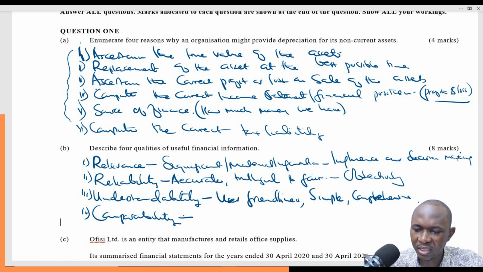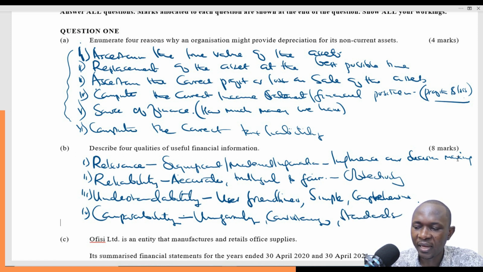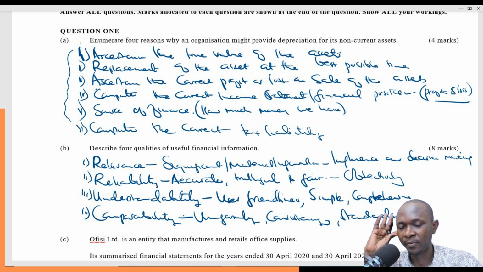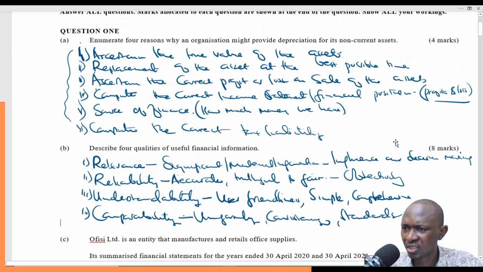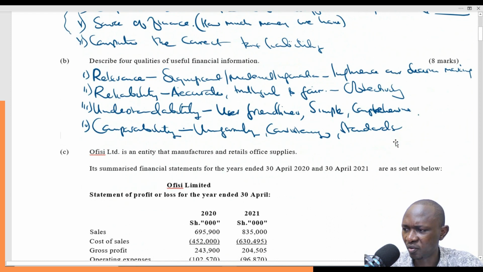Then comparability is about uniformity. It's about consistency. It's about adhering to the set standards, so that if we are all doing things that are related, things that can be compared, then we can always make meaning out of the information that we have. Otherwise, if everybody does his or her own thing, at the end of the day you cannot even make a decision. You cannot know where you are. So comparability is uniformity in standards, uniformity in the way we present accounting information, to permit users to make informed decisions. So those are the 4 qualities of accounting or financial information.